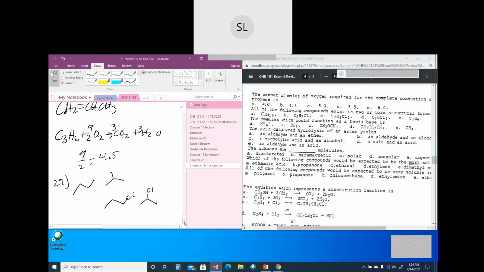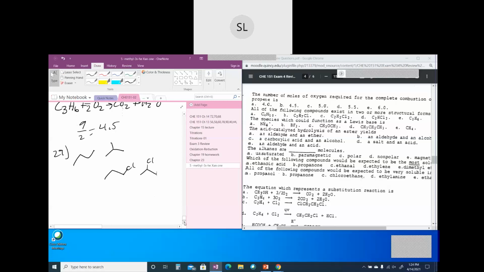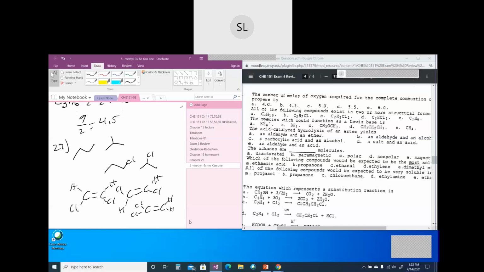Part C, C2H2Cl2. That means you have to have a double bond. So you could write it this way, you could write it this way, or you could write it this way. Regardless, you can write it definitely more than one way. And so, yes, there are isomers with that molecular formula.